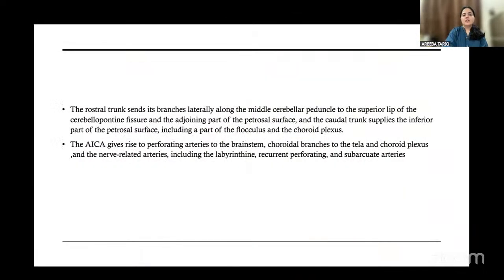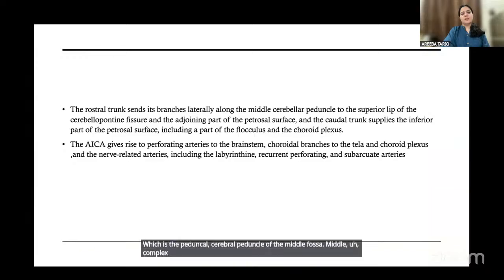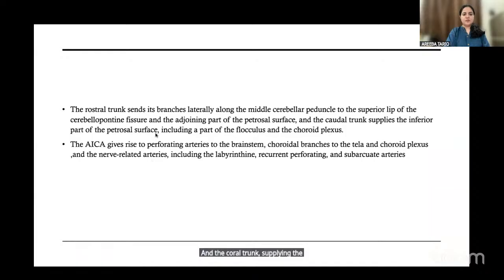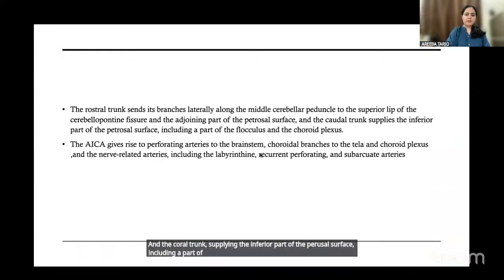Now, the rostral trunk usually sends its branches laterally along the middle cerebellar peduncle, to the superior lip of the cerebellopontine fissure and adjoining part of the petrosal surface. The petrosal surface is the surface of the cerebellum that is supplied by the ICA, and the caudal trunk supplies the inferior part of the petrosal surface, including a part of the flocculus and choroid plexus, the structures that are present on the petrosal surface.